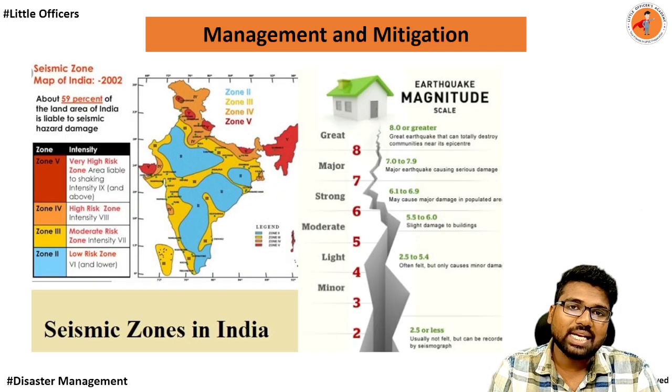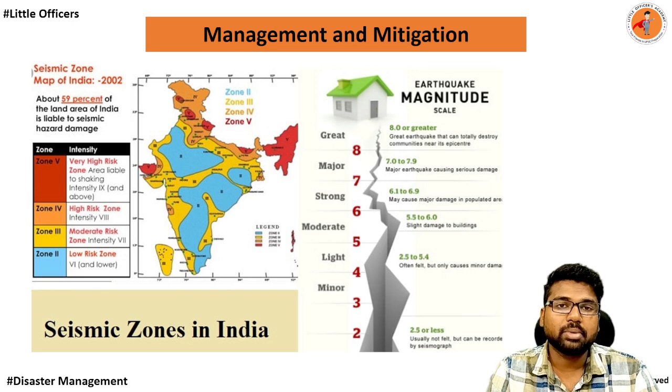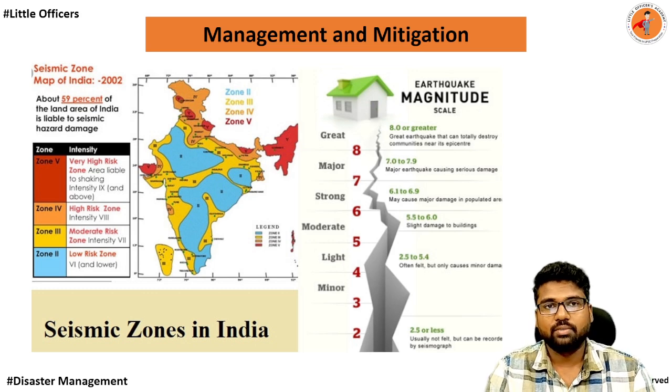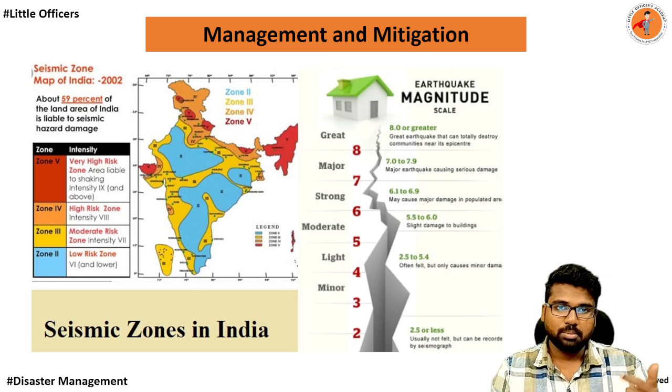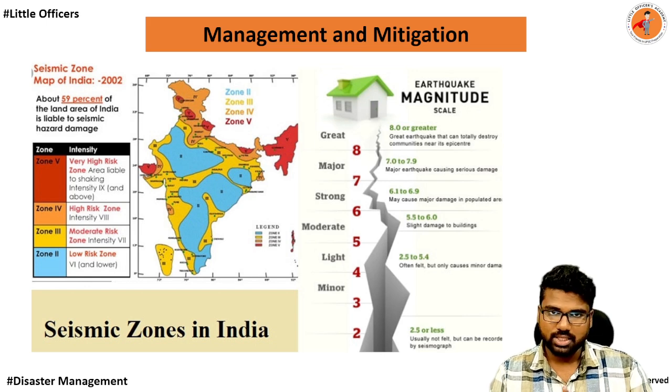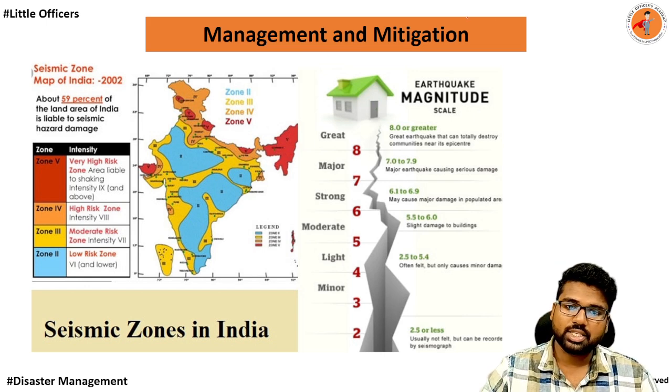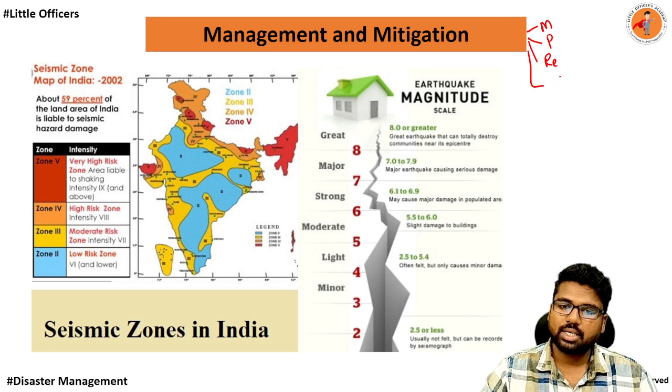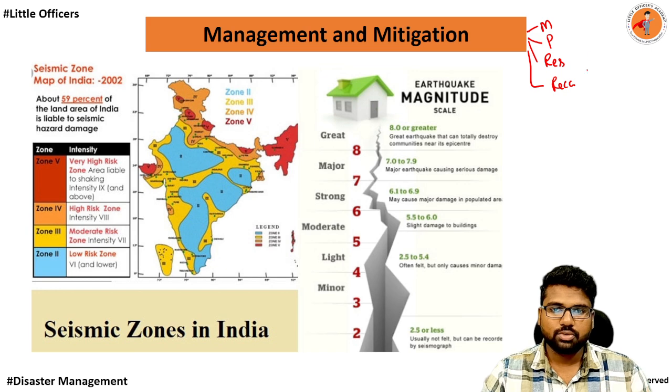Now, what kind of mitigation and management measures are there and are being taken? We have four stages: mitigation, preparedness, response, and recovery. These are the four stages as part of disaster management. These are the four stages.